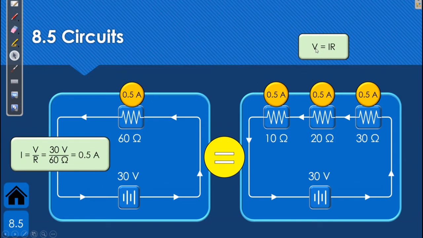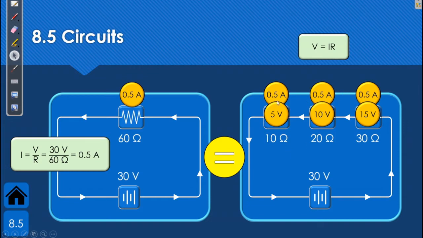Rearranging Ohm's law a bit, we get voltage is equal to current times resistance. So for this first resistor, the current is 0.5 amps and the resistance is 30 ohms. 0.5 times 30 is 15 volts. So as the electric current flows across this first resistor, there will be a potential difference of 15 volts. For the second one, it's 0.5 amps times 20 ohms, which is 10 volts of potential difference. And for the third, it's 0.5 amps times 10 ohms, which is 5 volts.